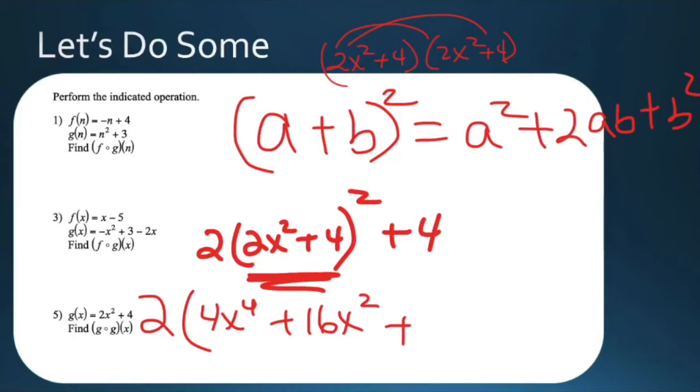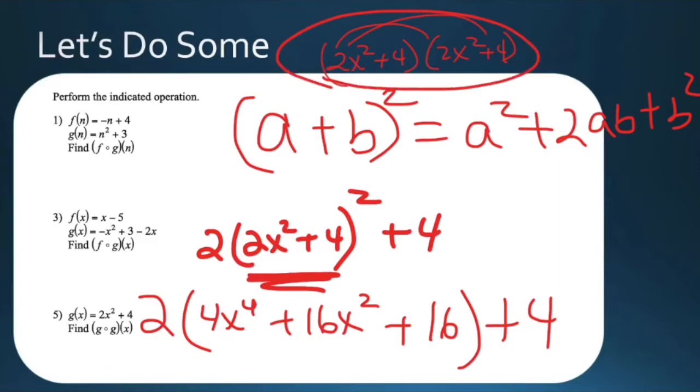So far we have 4x to the 4th plus 16x squared. And then b squared, which is the last one squared, which is the 4 squared, which will be 16. You with me so far? I think so. If we would have multiplied that out like up the top, we would have gotten that same 4x to the 4th plus 16x squared plus 16. And now I'm going to multiply everything by 2.